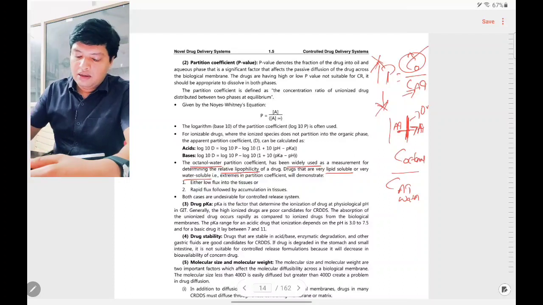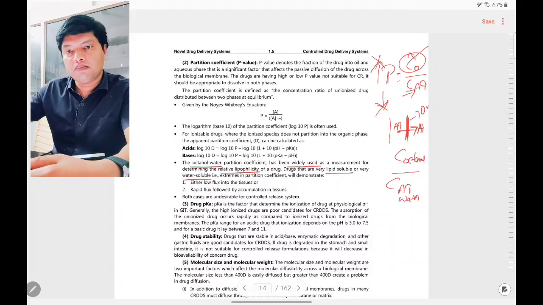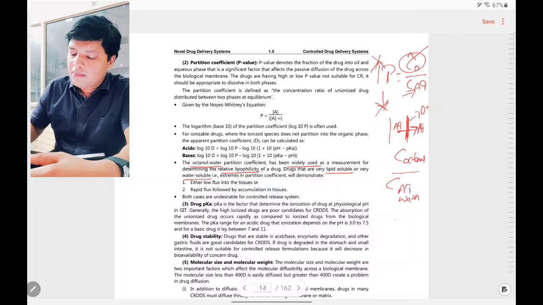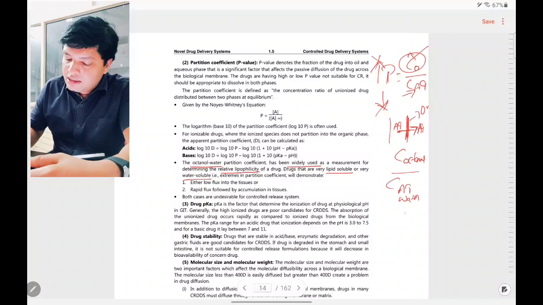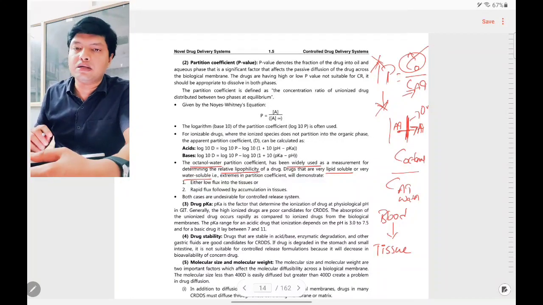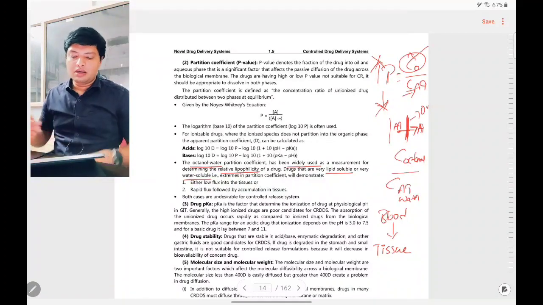We know this, because the drug has to pass from the GIT to the tissue to the blood. So many things are there, and also once it passes into the blood, from the blood it has to pass through tissue where it has to show its action. Again, tissue is organic and blood is aqueous. So it should have a good partition coefficient, neither extremely high nor low.